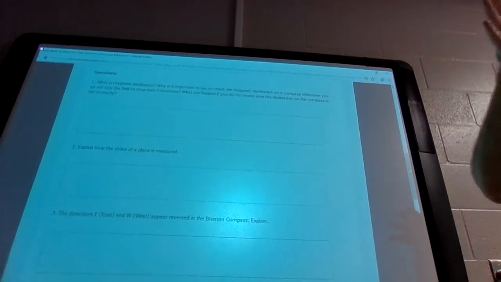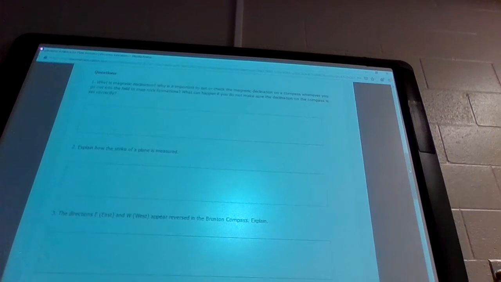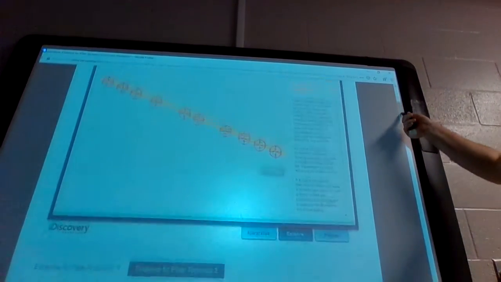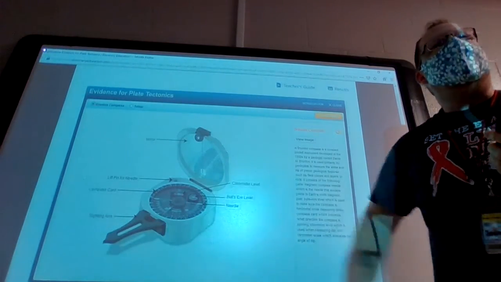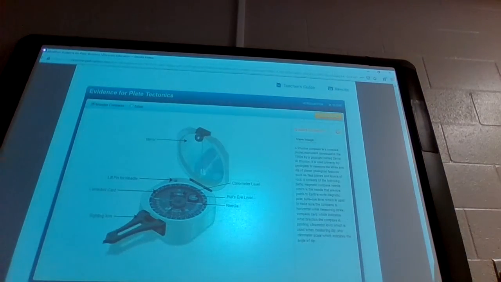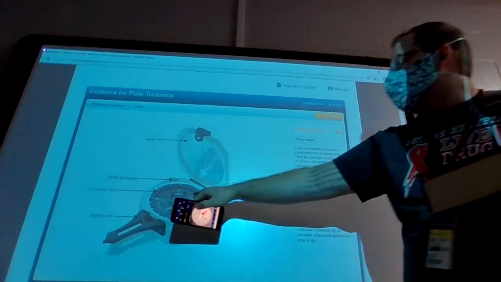You're going to take your Brunton compass. Actually, let me see if I can do this. So your Brunton compass, if we go back to it, has these levels on it, right? I'm going to take my Brunton compass and put it up against my rock that's inclined, and I'm going to move it until that level is nice and level.